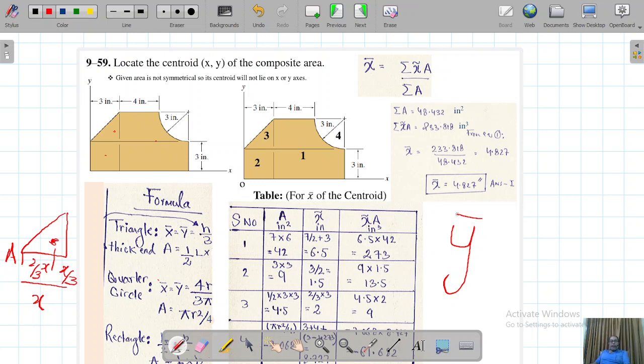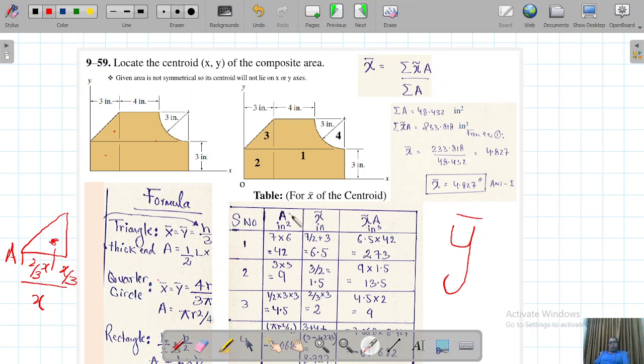So first we will try to construct the table. This table is very important, as it will help you avoid getting confused; if you do it step by step, it is going to be a very easy problem. If you do not construct the table, it will create a lot of difficulties for you in this solution. Looking at the problem, since it is composite, the main formula is not an integral but a summation: x tilde into a over summation of a. For all the segments, 1, 2, 3, 4, you have to calculate x tilde and their area.